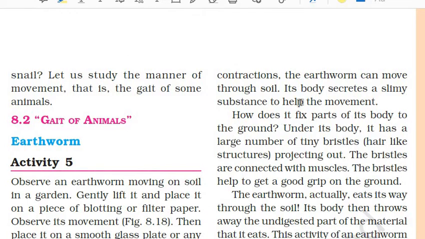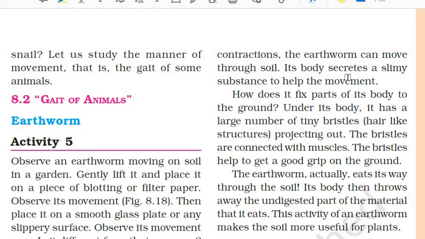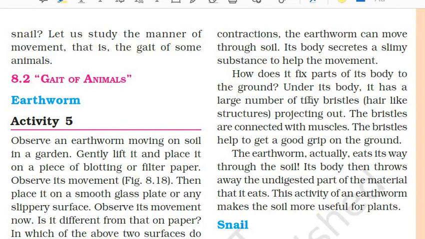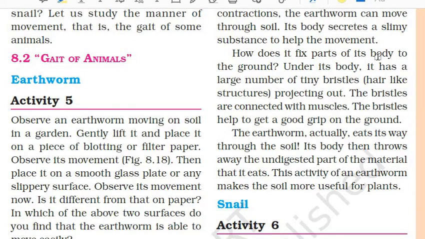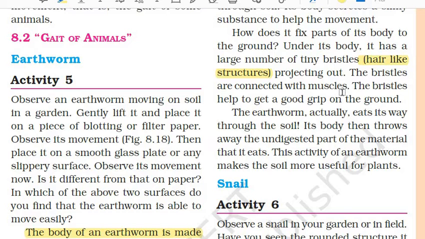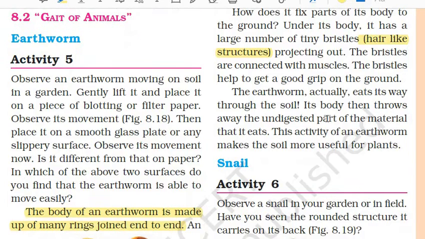The earthworm can move through the soil. Its body secretes a slimy substance to help it move. How does it fix a part of its body to the ground? Under its body, it has a large number of tiny bristles, hair-like structures that project out. The bristles are connected with the muscles, and the bristles help to get a good grip on the ground.